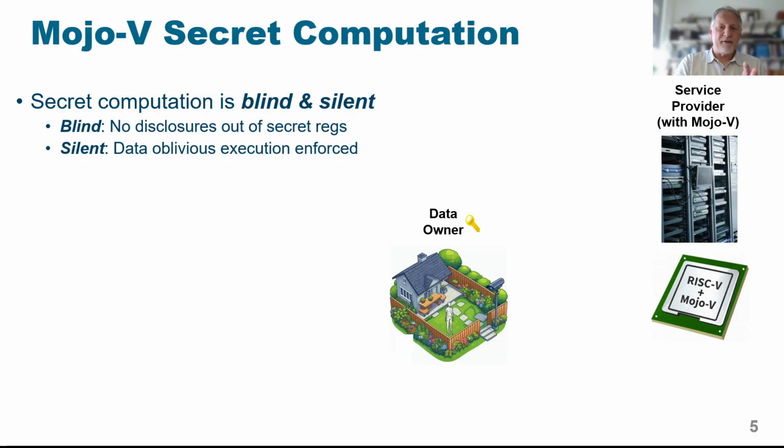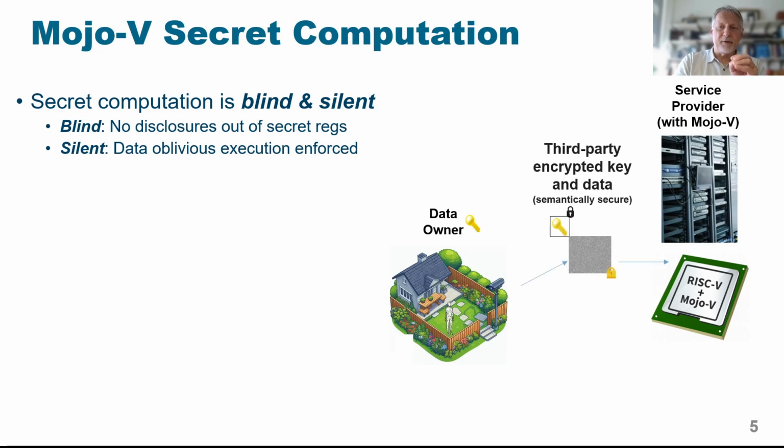With Mojo-V, my camera, which is the data owner, we call that the data owner, has a key. It will encrypt that data, and it will share that encrypted data and an encrypted version of the key with the service provider. That key is encrypted using what's called public key infrastructure. We take the public key of that little RISC-V processor with Mojo, and we encrypt the key under that.